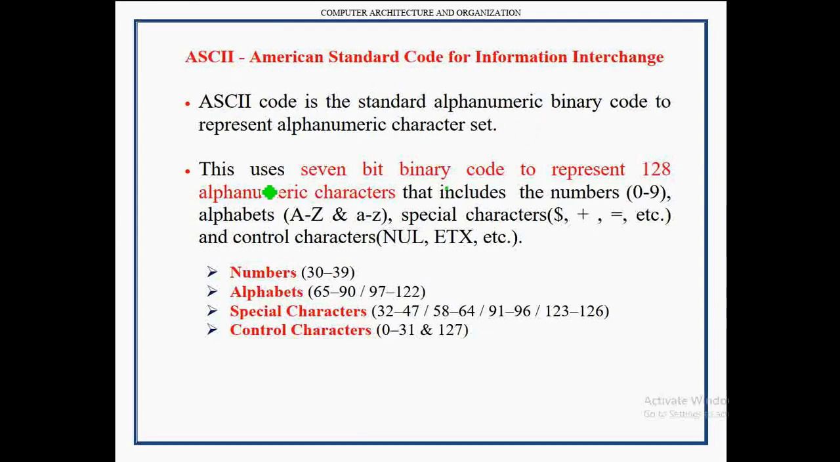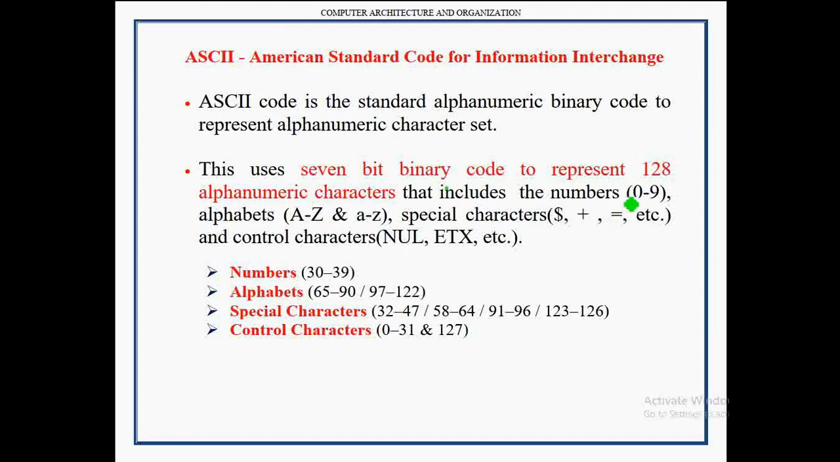This ASCII code uses 7-bit binary code to represent 128 alphanumeric characters that include the numbers from 0 to 9, alphabets from A to Z, which includes both uppercase and lowercase letters, special characters such as dollar sign, plus sign and equal sign, etc., and control characters such as null, end of text, etc.